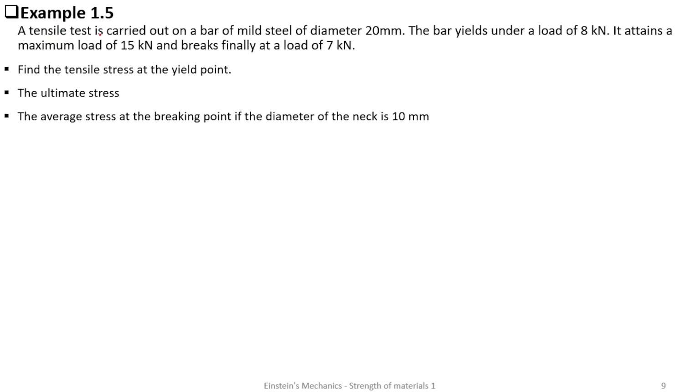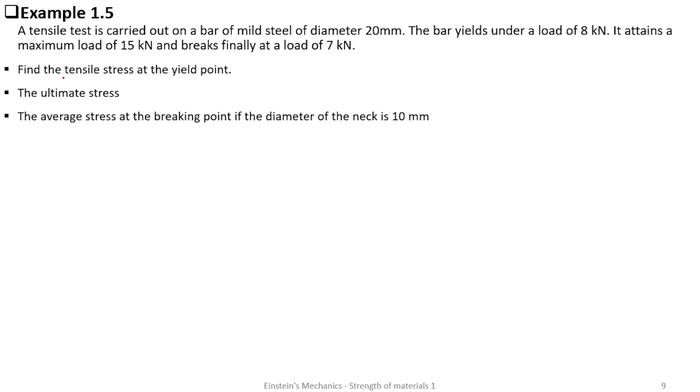A tensile test is carried out on a bar of mild steel, diameter 20 millimeters. The bar yields at a load of 8 kilonewtons. It attains a maximum load of 15 kilonewtons and breaks finally at a load of 7 kilonewtons. So in this question, we have three forces: the yield load, the maximum load, and the breaking load.